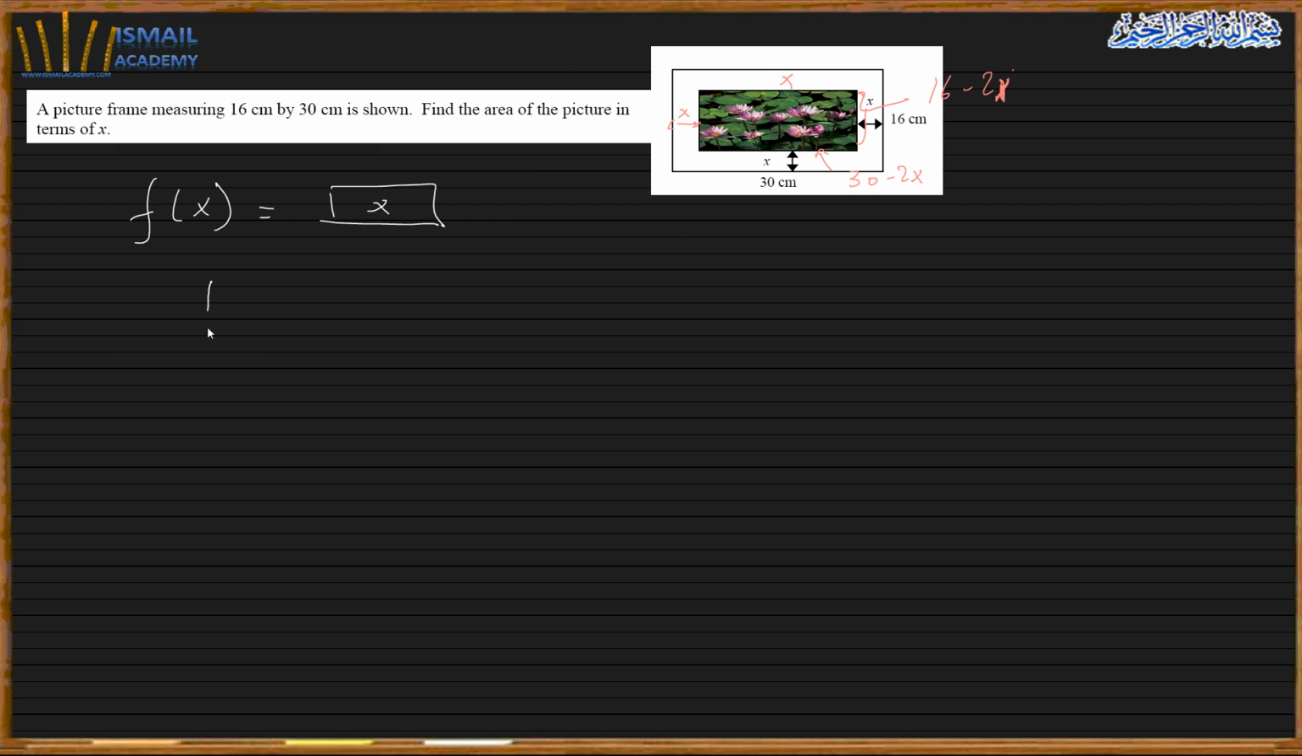So I will have my function f of x, which is the area of the picture. The area is the length times the width. So f of x equals the length, 30 minus 2x, times the width, 16 minus 2x. Either you keep it in this form, or if they ask you to simplify, you need to distribute and write it in simplest form.